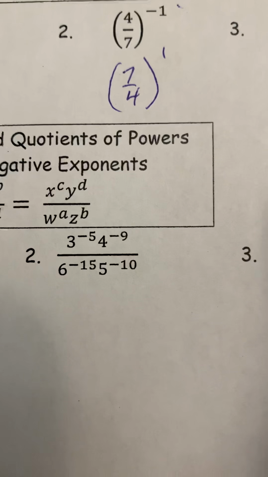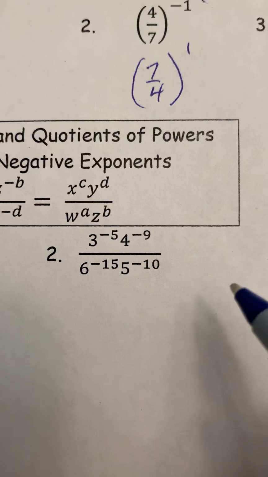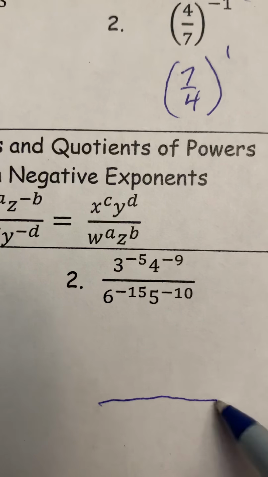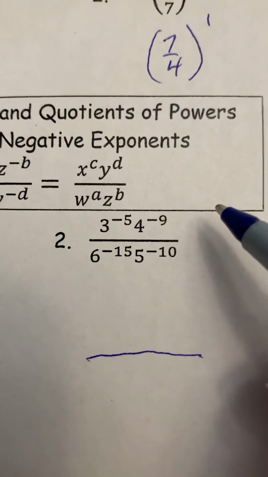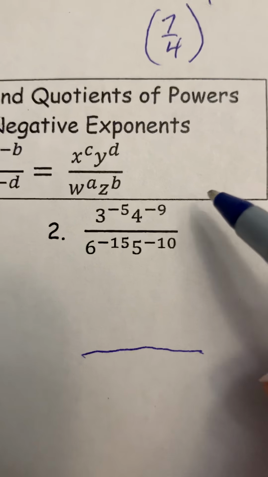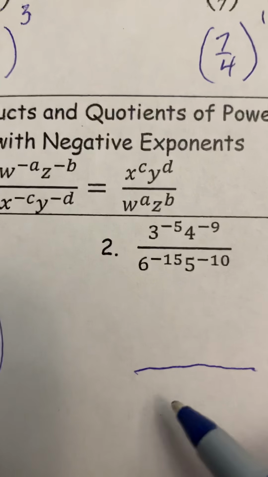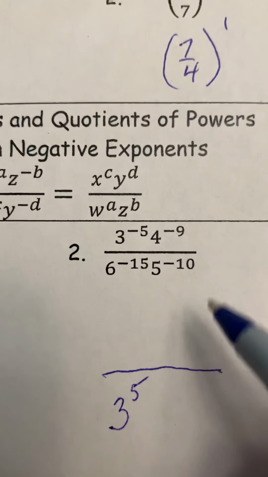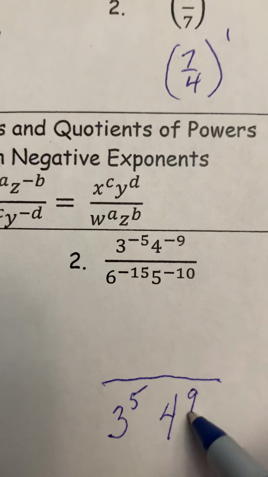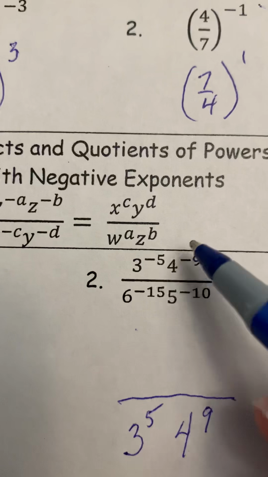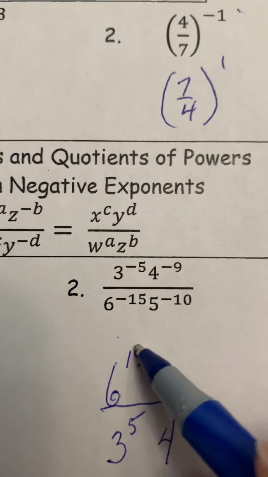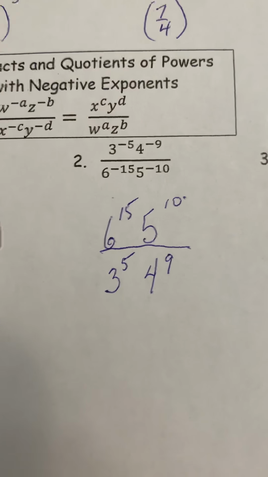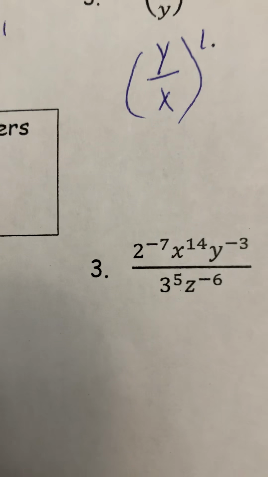Okay, is anything here positive? That's the first thing I look for, and the answer is no. Okay, so what I'm going to do is I draw my line here, and then I just move everything to its opposite location. That's the reciprocal, its opposite location. So the 3 to the negative 5 currently in the numerator, I'm going to bring down to the denominator. The 4 to the negative 9, I'm going to bring down to the denominator. Everything that was in the denominator, I'm going to move up to the numerator, and it becomes positive. Okay, that's all we have to do. Don't overthink this.